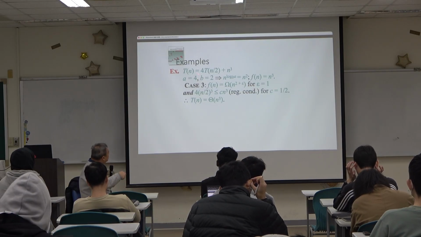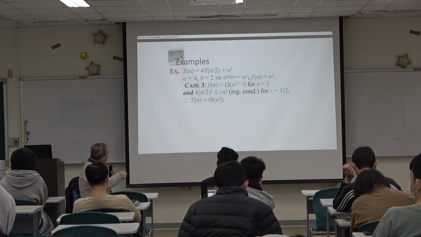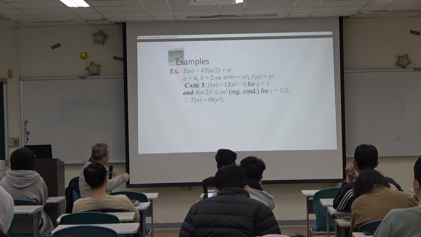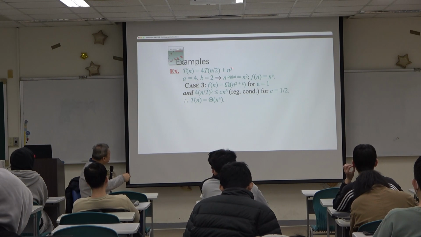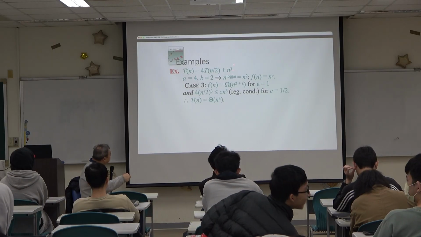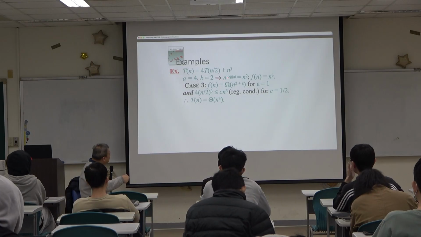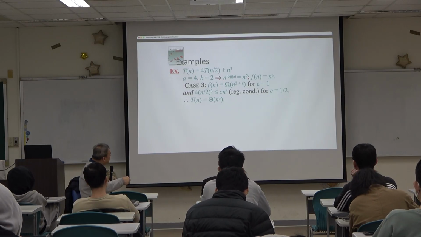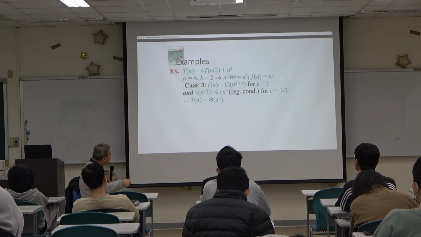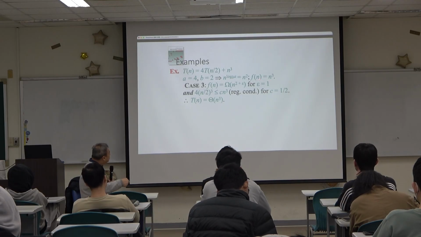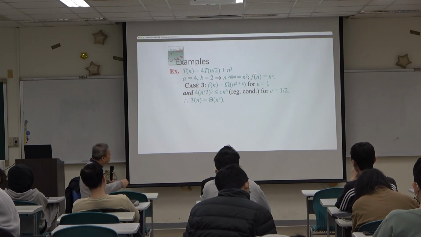Case 3. Again, we don't change this part. We only change f of n, to n cubed. So again, a is 4, b is 2, and n to the power of log base b of a is n squared. So f of n is n cubed. Obviously, f of n grows polynomially faster than n to the power of log base b of a.